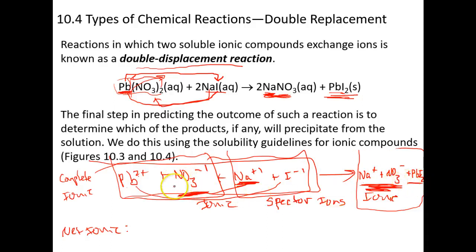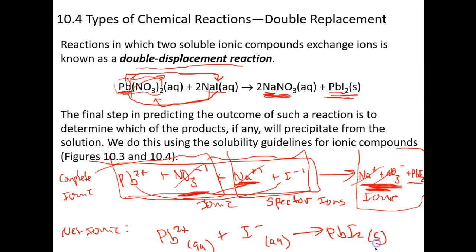Okay, so these get canceled out of the equation, and what you have left over, Pb2+ and I minus, gives you PbI2, because you're changing states. These are aqueous, but notice this now is a solid. So this is our chemical reaction. That's our net reaction. That's why we have what's called a net reaction. Now, if you'd like to balance this, you can balance this at the end. So you need 2 iodines to react with every lead.